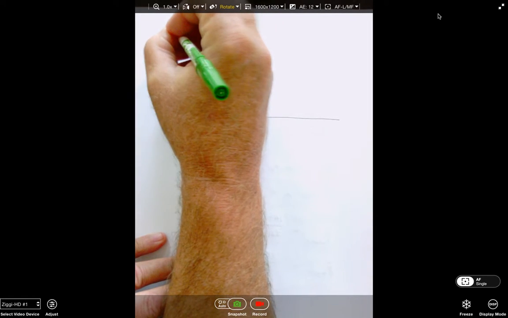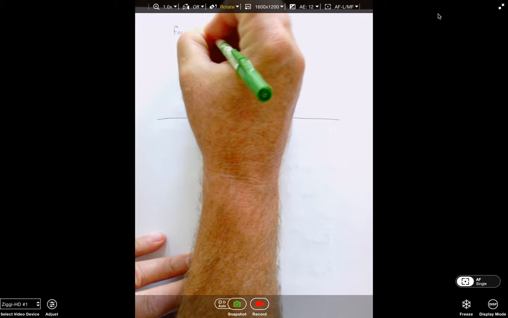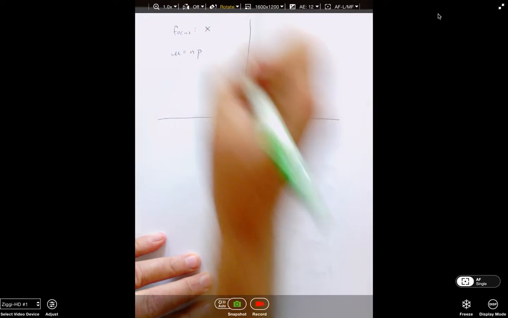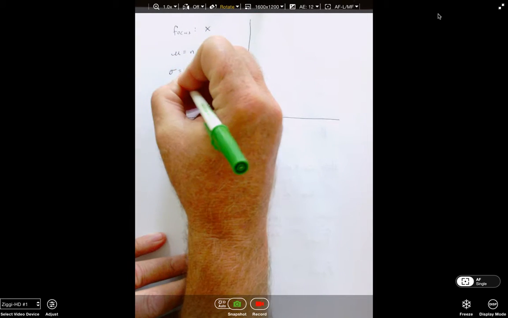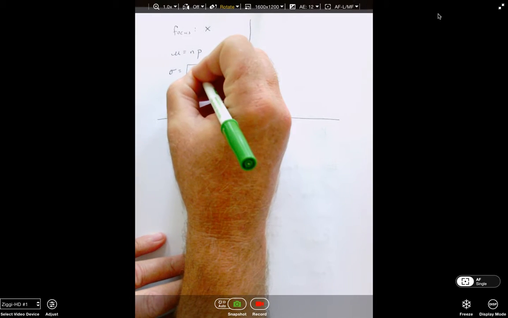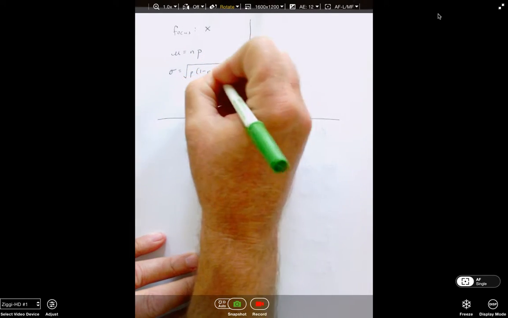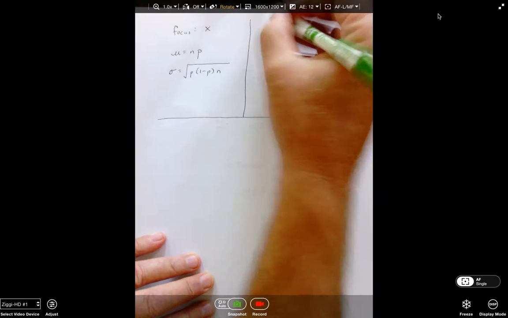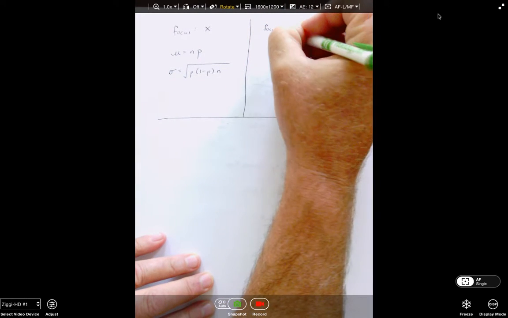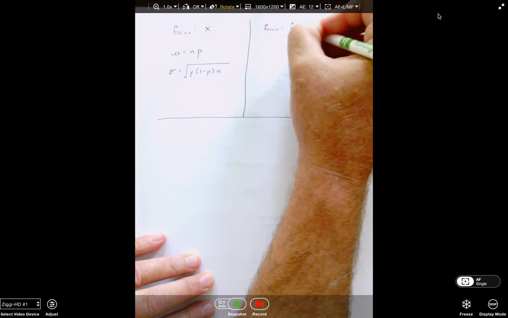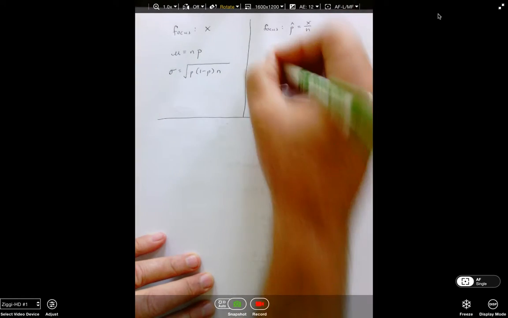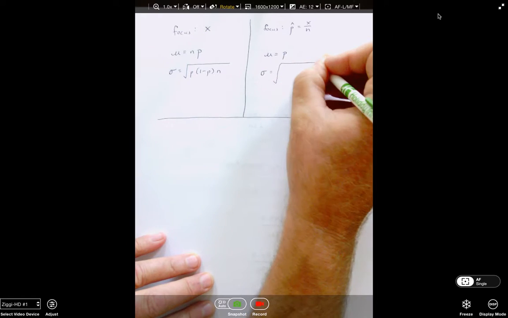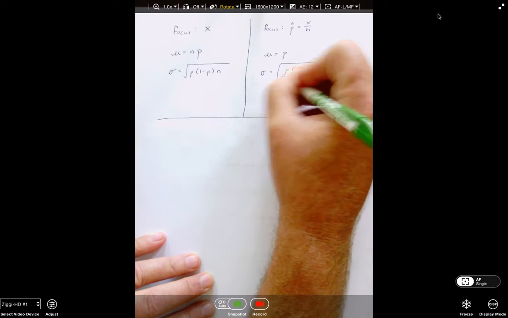If you want to focus on x, then you need the mean to be n times p and the standard deviation to be the square root of p times 1 minus p times n. We usually see the n out front here, but we're multiplying. If you want to focus on p hat, which is x over n, then your mean is going to be p, and your standard deviation is going to be the square root of p times 1 minus p over n.